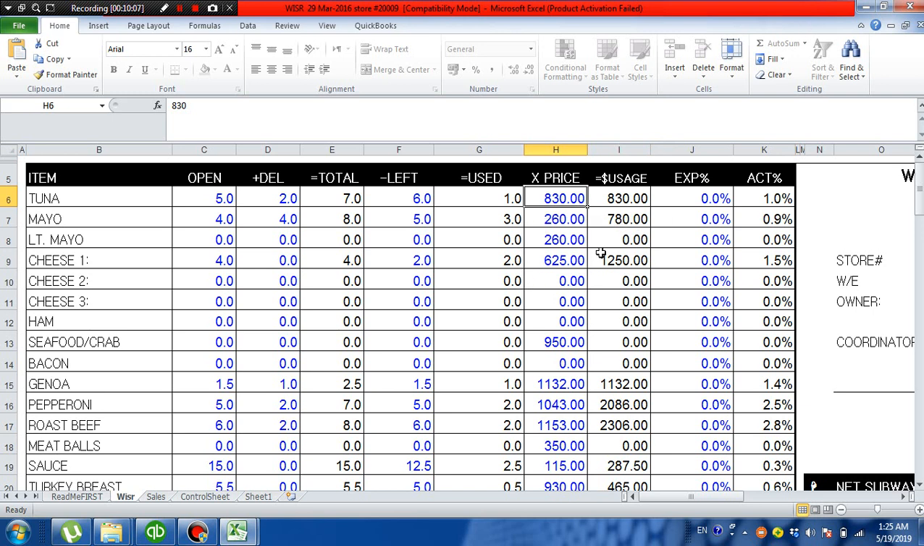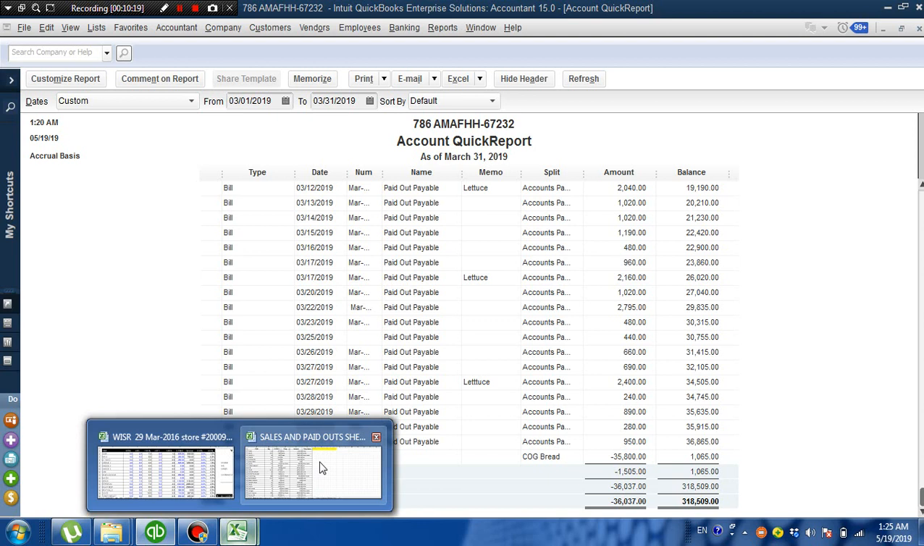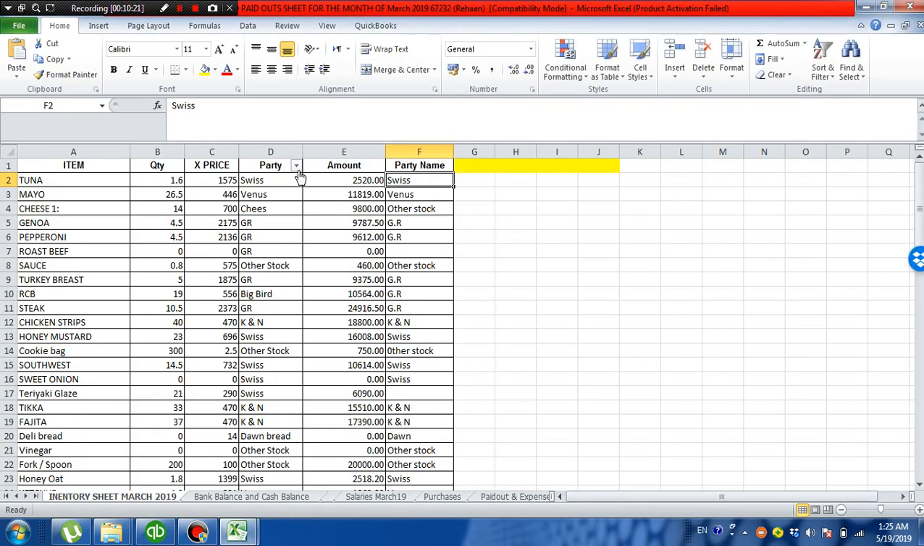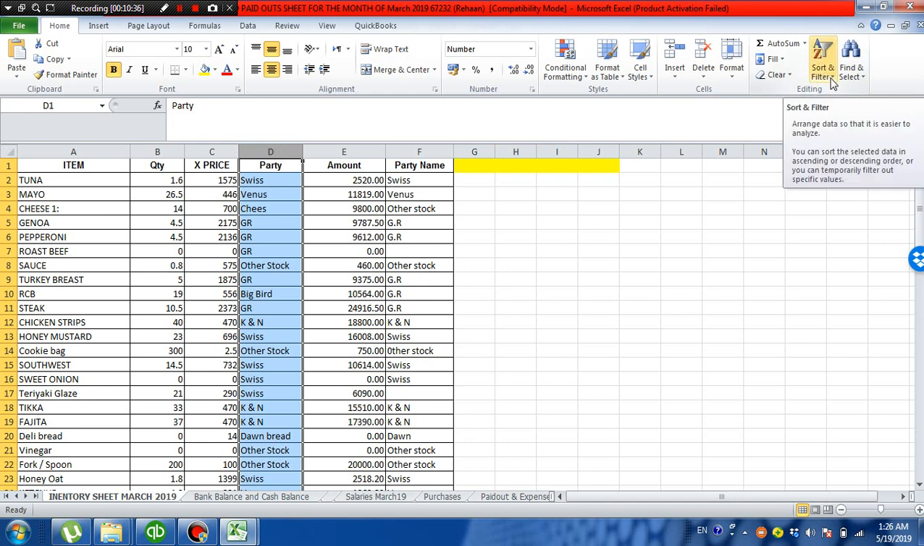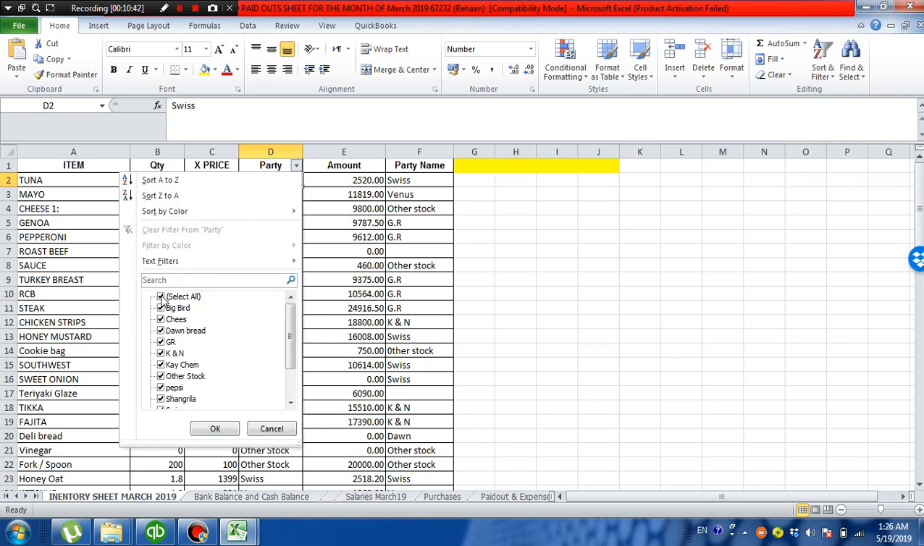Since it is very detailed and we do not want to see so much detail in our accounting, we want to see a little bit of summary, an income statement, in order to see the cost in a brief summary. So we filter this on party, select filter here.